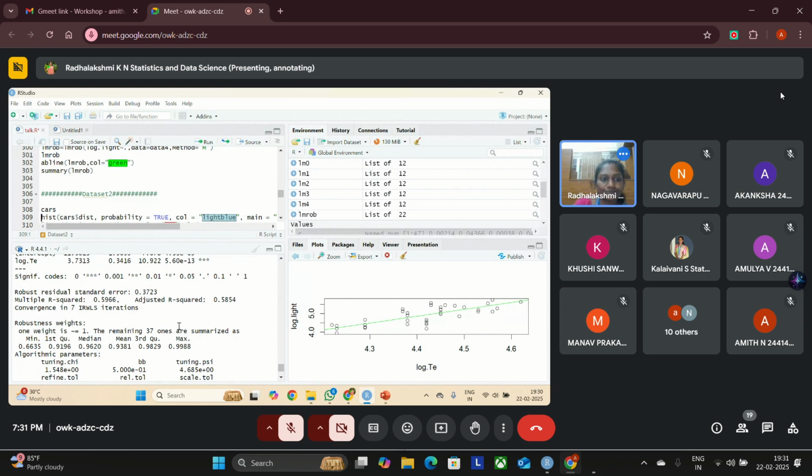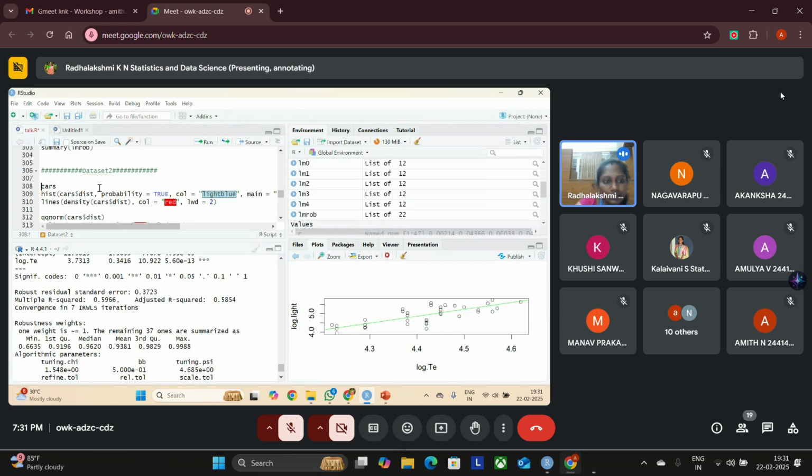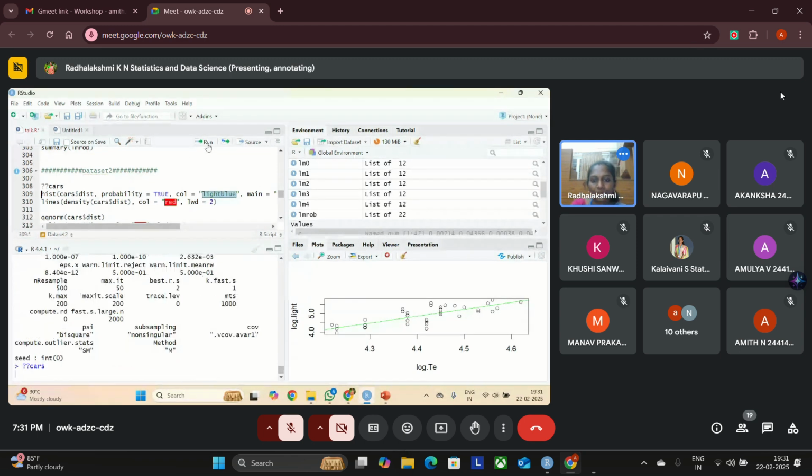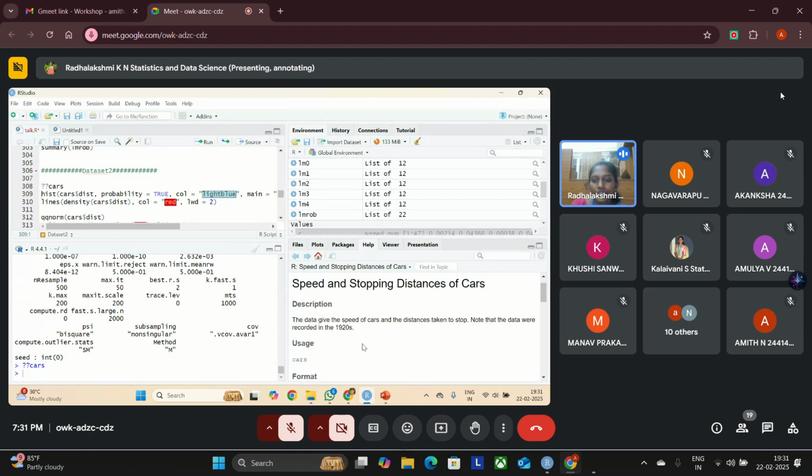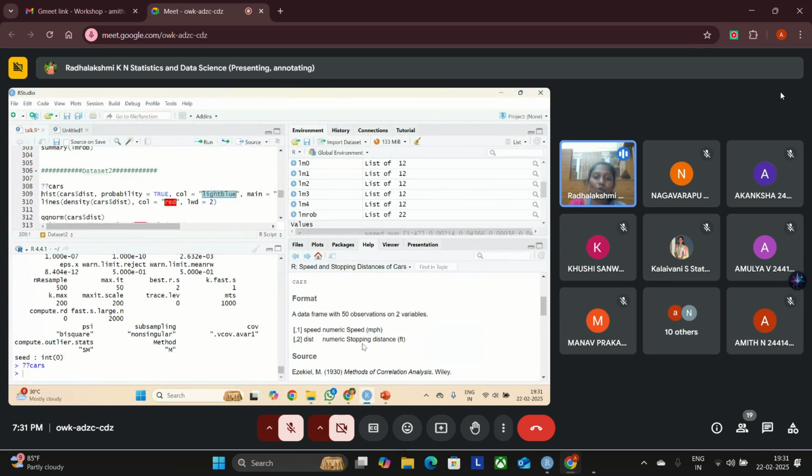So next we are going for the next data set, that is the cars data set. We just see the description of the data set. It is in the datasets package. It tells you that the data give the speed of cars and the distance taken to stop. So here also we have two variables, one called speed and another called distance. Here we are first checking whether this data set follows normality or not, by using the histogram. Here distance is the dependent variable, and speed is the independent variable.